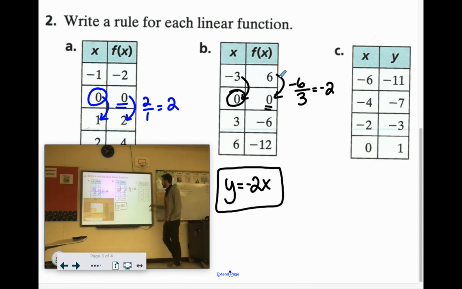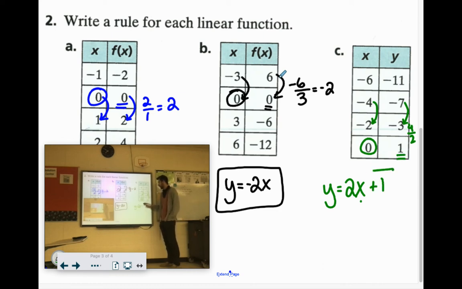All right, so if we look here, from -7 to -3 is going up 4. This went from -4 to -2, which is up 2. 4 over 2 is 2. So we're starting with y equals 2x. Pick a set, and let's see what we are missing here. If we pick 0, because it's the easiest, 2 times 0 is 0, but we need to end up at 1. So we need to add 1.